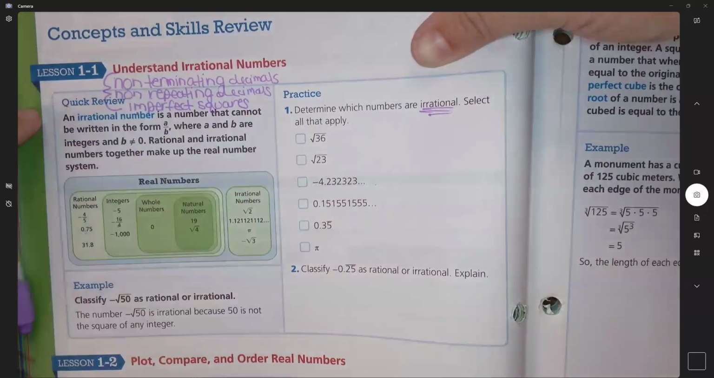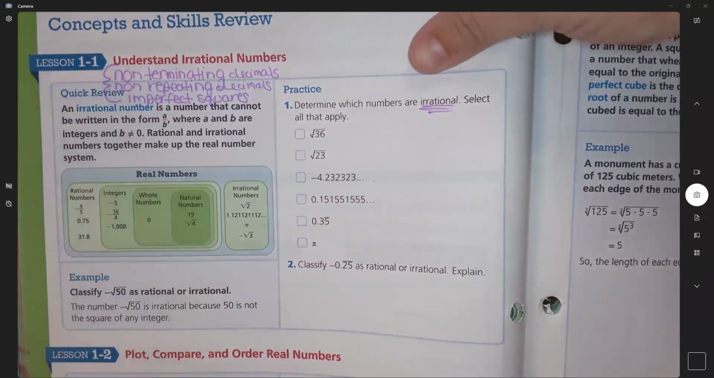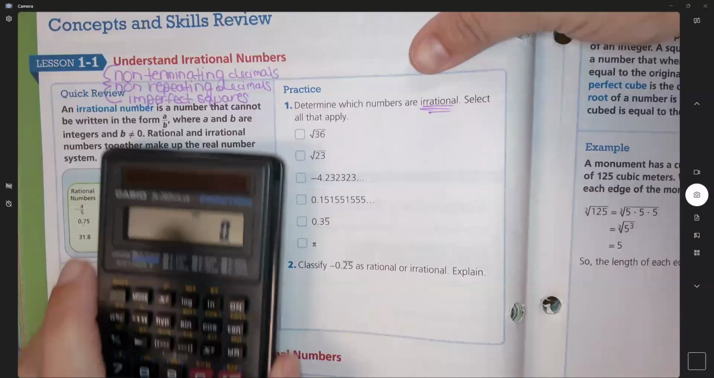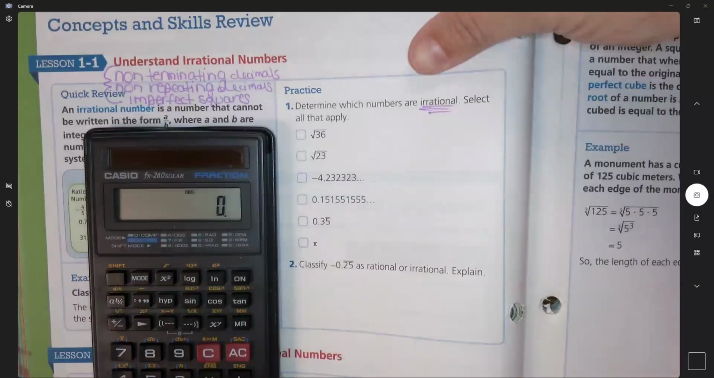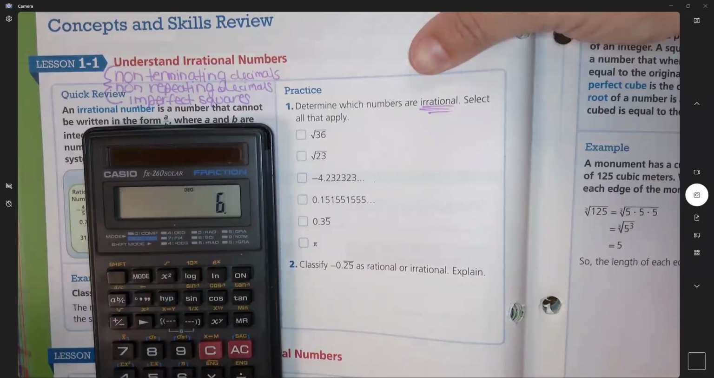So we're looking at the square root of 36. Now you should know in your brain 36 is a perfect square, but let's just say you don't for whatever reason. That's okay. You have your handy dandy calculator. Let's clear it out just in case. 36. Oh, look at that. It's a perfect square. That is not irrational. That one would be considered rational.